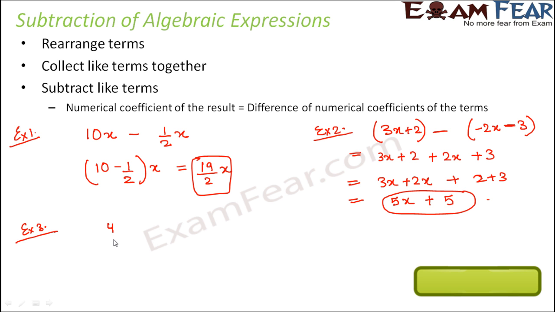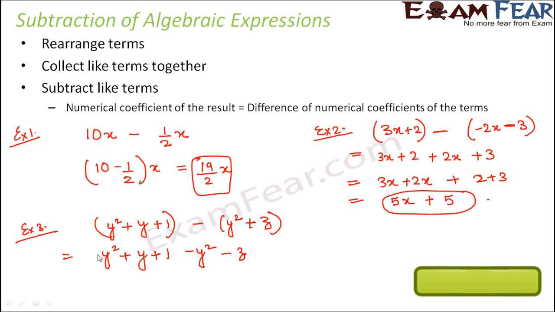Let's take one more example. Let's suppose you have y square plus y plus 1, and from this you want to subtract y square plus z. How would you go about it? Here also the same thing. First remove the brackets. So y square plus y plus 1, and here minus plus will be minus y square. Again minus plus would be minus z. Now bring the like terms together. y squares will be together, y will be left alone, z will be left alone, 1 would also be left alone. y square minus y square would be 0. So you would be left with y minus z plus 1, which would be the difference between these two expressions.